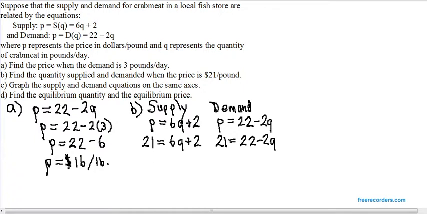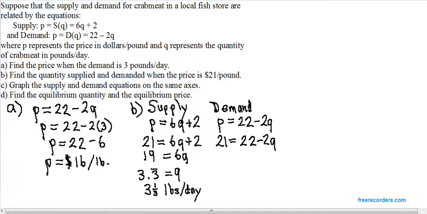So to solve the equation on the left, I'm first going to subtract 2 from both sides of the equation. Then I'm going to divide both sides by 6. If you do 19 divided by 6 on your calculator, you're going to get 3.33333 repeating. Remember, an infinitely repeating 3 is another name for the fraction 1/3. So we get 3 and 1/3, and remember, quantity is being measured in pounds per day.